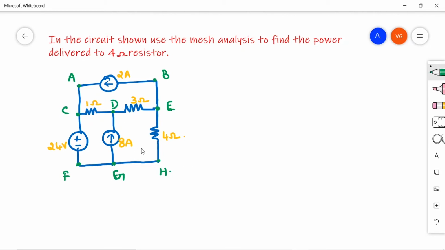So you have to go with the super mesh analysis, right? So let us see the steps. First you have one branch here, AB. In this branch AB, the current flowing is 2 amperes.